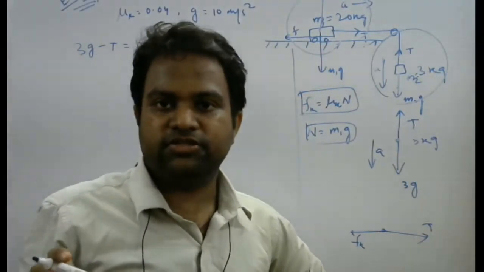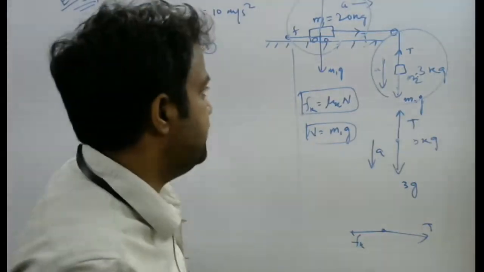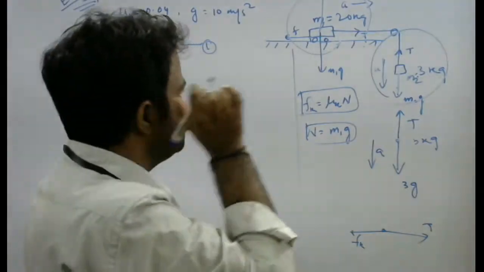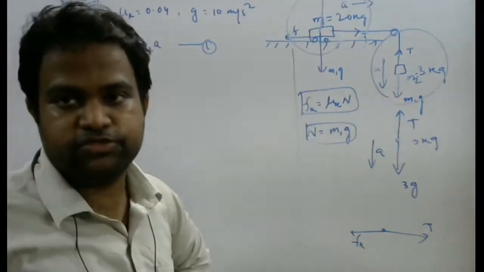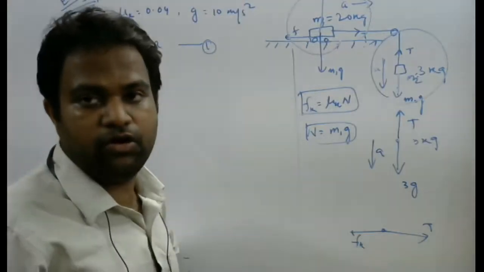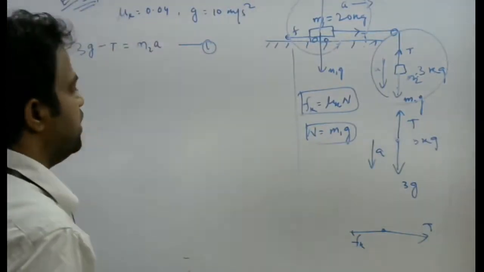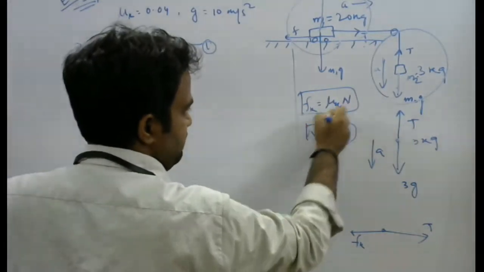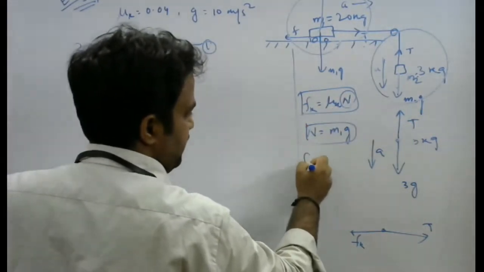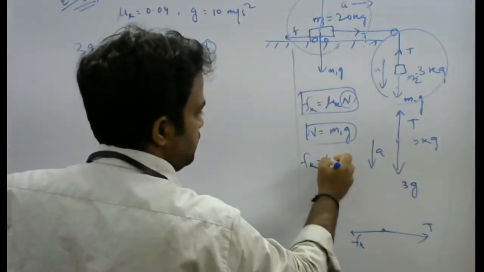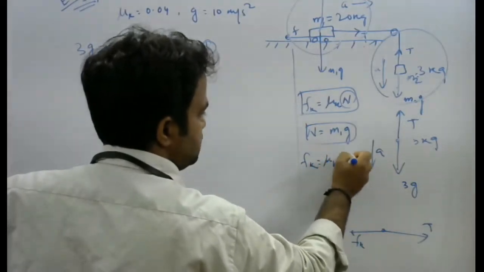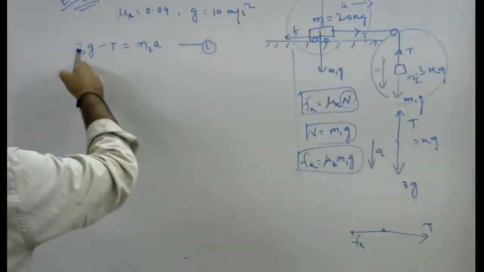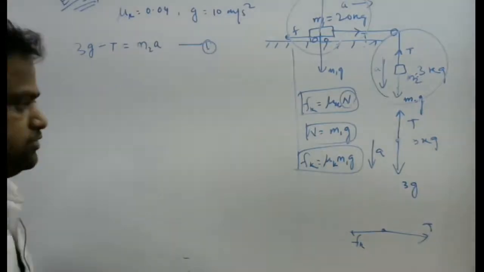If there is no acceleration, that means the net force is 0, so N is equal to M1G. This must be equal so that the net force is 0 in the y direction, or there is no acceleration in the y direction. So if I put this N value here, I can write Fk is equal to mu K M1G. Why am I writing this? I will use it in my equation.